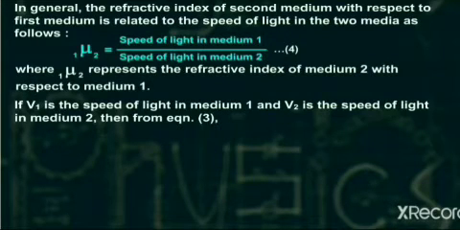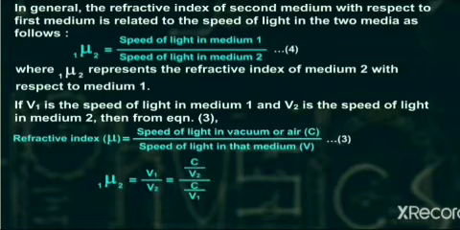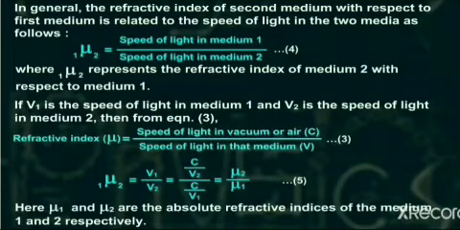If V1 is the speed of light in medium 1 and V2 is the speed of light in medium 2, then from equation 3, mu21 is equal to V1 upon V2, which equals C upon V2 upon C upon V1, which equals mu2 upon mu1. Let this be equation 5. Here, mu1 and mu2 are the absolute refractive indices of medium 1 and 2 respectively.